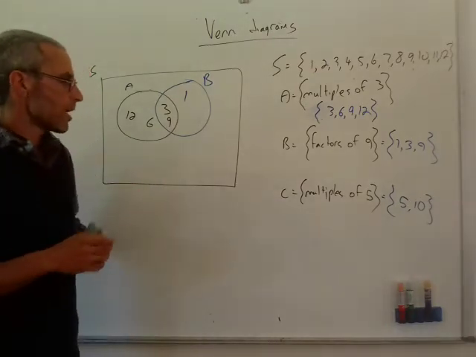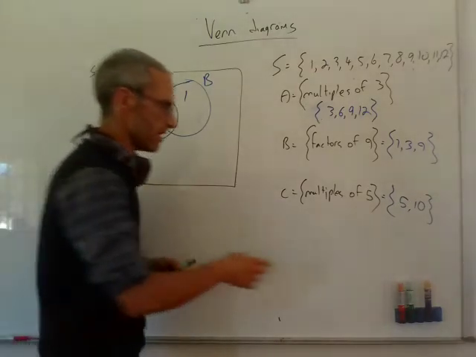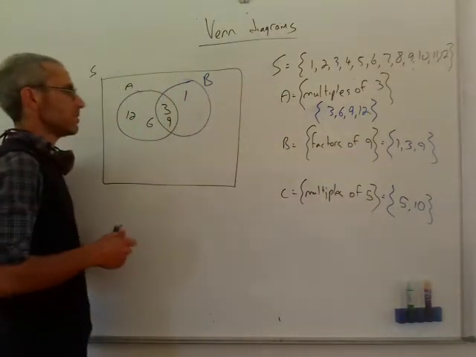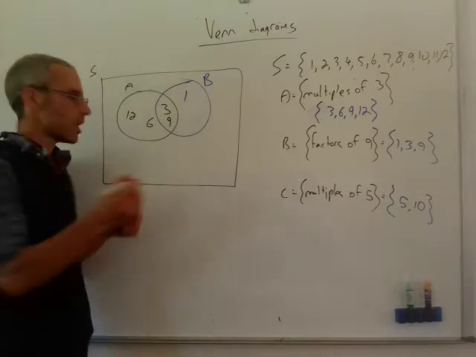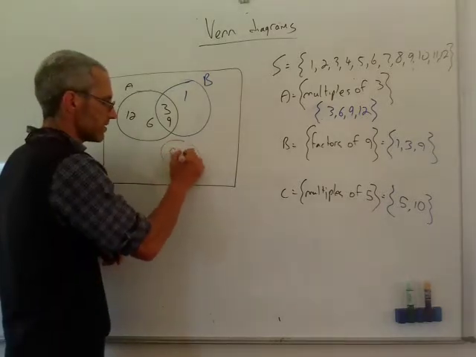Okay? Right, and then I've got C. We'll give it a red. Is that also going to have an intersection? No, it doesn't. Okay, so 5 and 10.